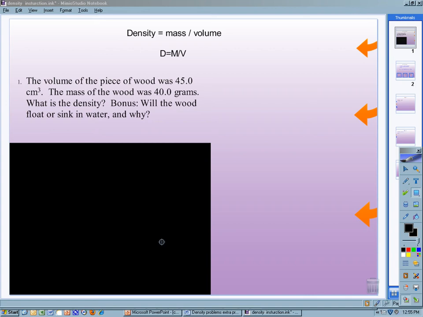So I have 3 practice problems here. The first one is: the volume of a piece of wood was 45 centimeters cubed. The mass of the wood is 40 grams. What is the density? And bonus, would the wood float or sink in water and why? Pause the recording, take a minute, and solve the problem.